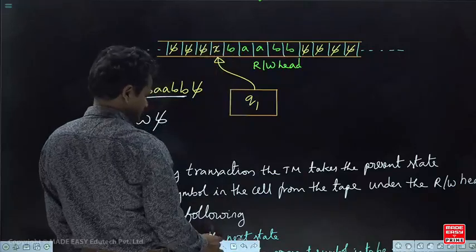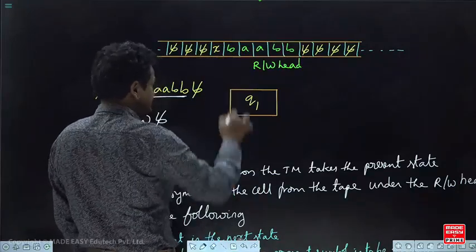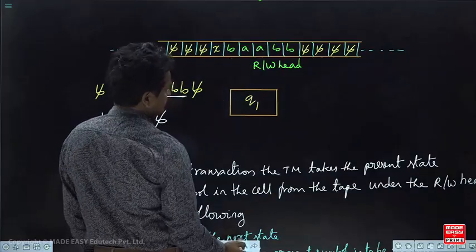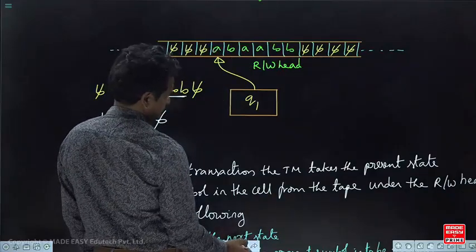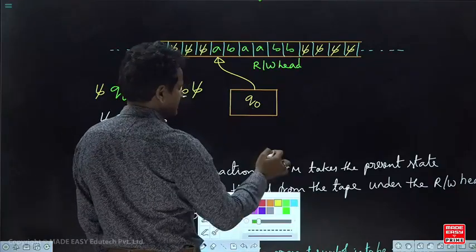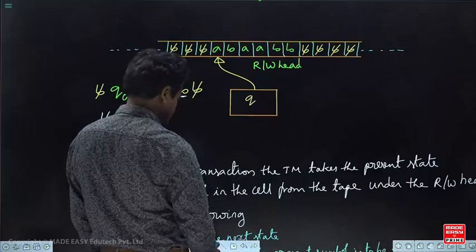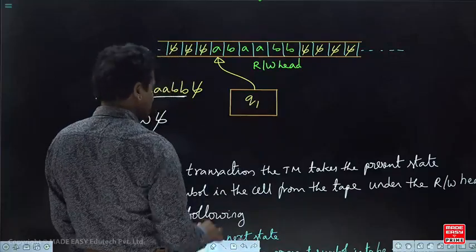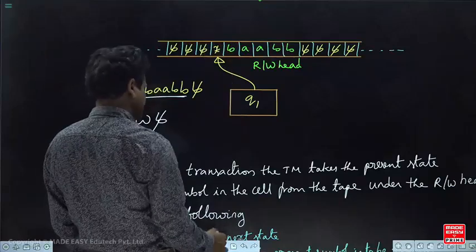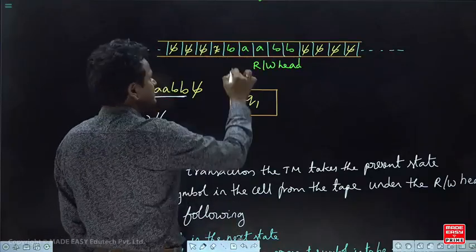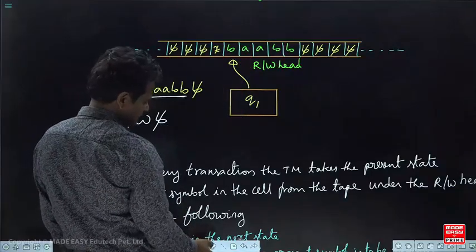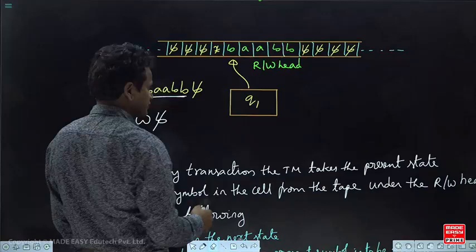Let this input symbol be replaced by X. Let the head have moved to the right side. Are you following? Earlier it was in Q0. After completion of this transition, let the machine change to state Q1, let A be replaced by X, and let the head move to the right side. Then after this, again, let it be Q1 only.